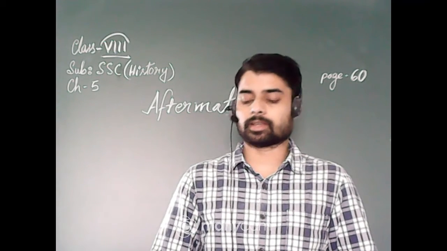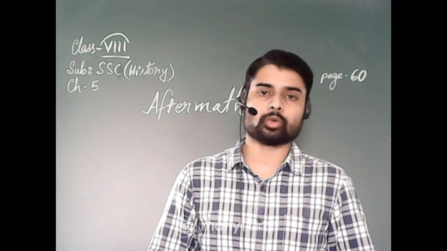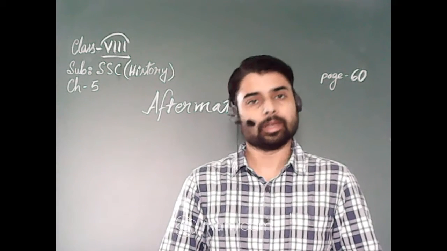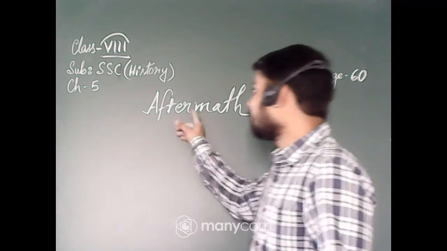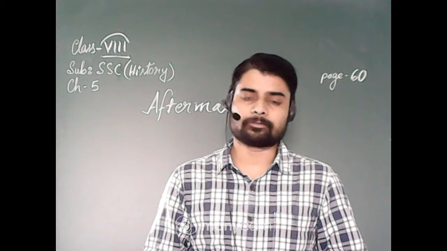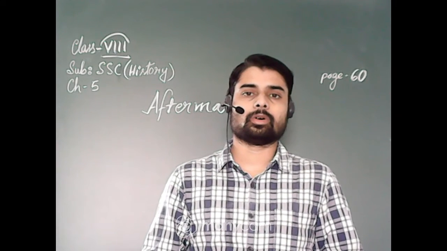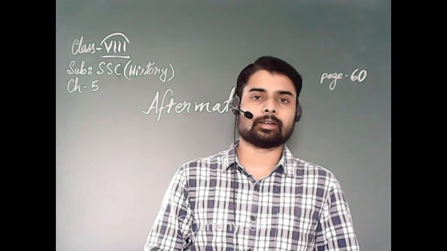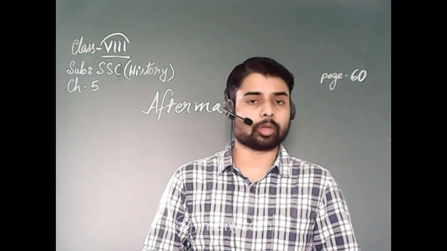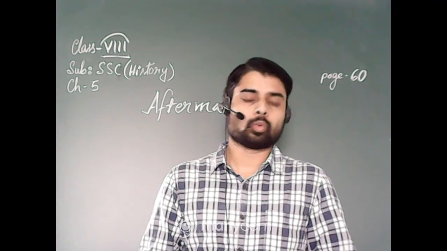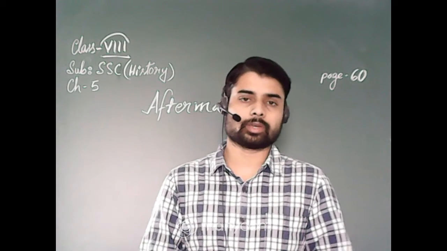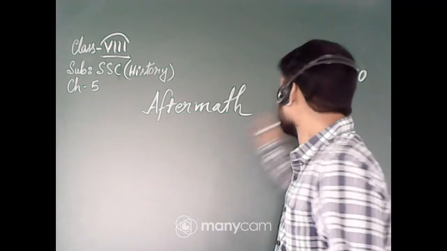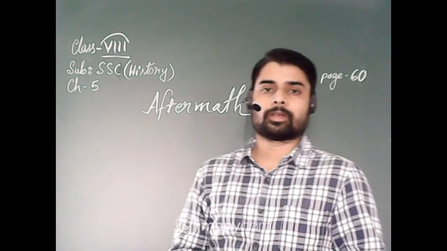So today is the last subunit of your chapter 5, When People Rebel. The name of the last subunit is The Aftermath, which means what happened after the Sepoy Mutiny, after the British suppressed the Sepoy Mutiny and the rebellion, and what kind of changes occurred in Indian administration. We'll see all these things today. It is on page number 60, so open your history book to page number 60 and follow.